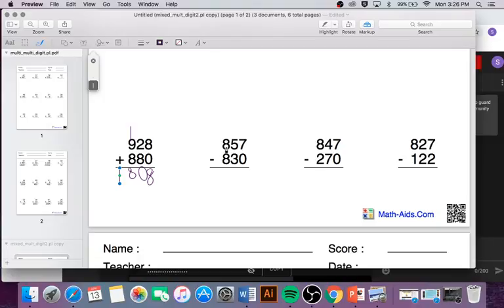Our next problem, 857 minus 830. We start in the ones place. We do 7 minus 0, which is 7. We move over to the tens place. We have 5 minus 3, which is 2. We move over to the hundreds place. We have 8 minus 8, which is 0. So our answer to 857 minus 830 is 27.